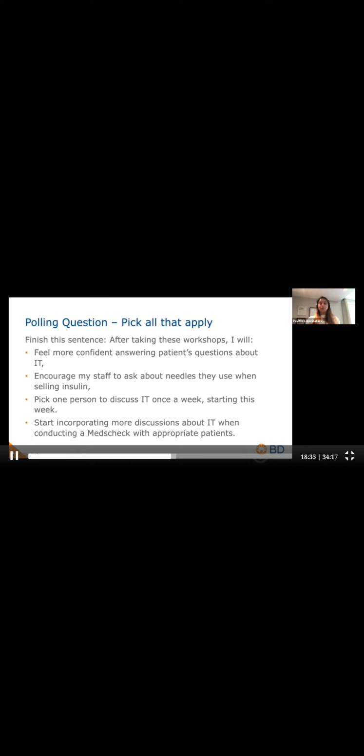Do you feel more comfortable and confident answering questions from patients? Do you feel you would encourage your staff to ask more about needles when they see someone's an insulin using patient and they're dispensing that? Do you feel that you would pick one person to discuss injection technique once a week starting this week? So you give yourself a target, say I might have 5 patients come in, but at least one I'm going to make sure I speak to. And are you going to start incorporating some discussions about injection technique when conducting meds check with appropriate patients? Because that's definitely something that can be addressed together and coupled together.